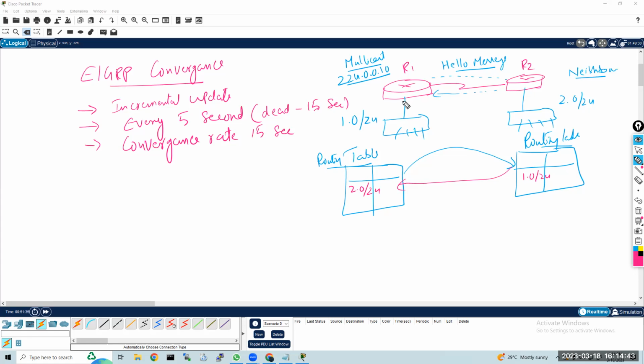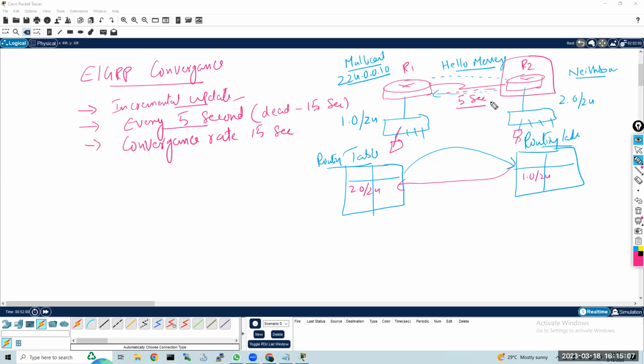So every PC, for example, here I have connected some PCs. They can communicate with each other. Now, what is this incremental update? Every 5 seconds, it sends a message asking whether this router 2 is alive or not. Every 5 seconds.